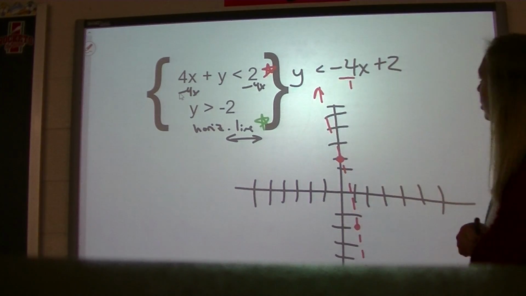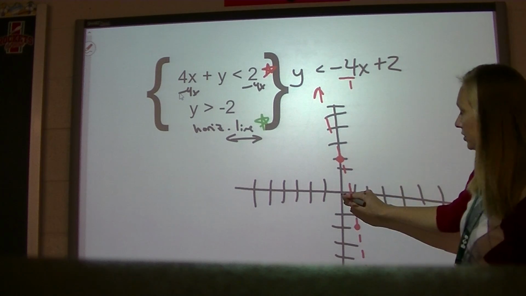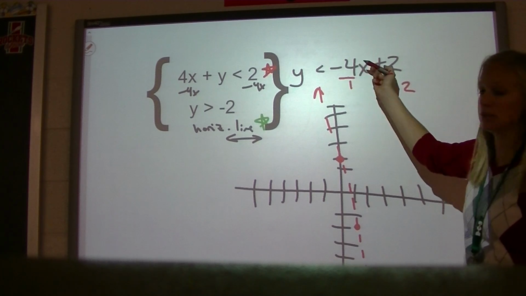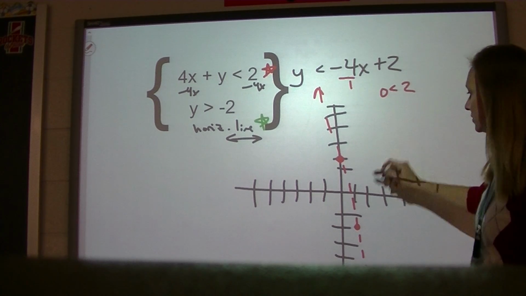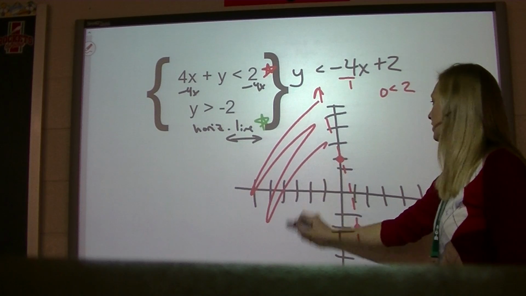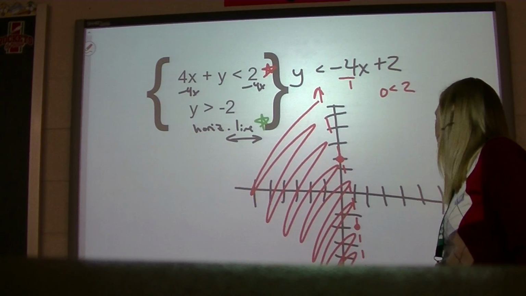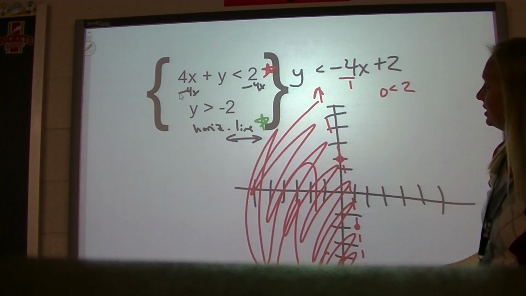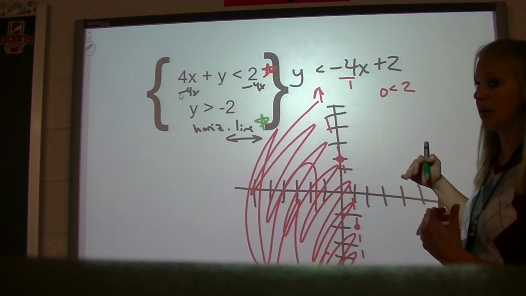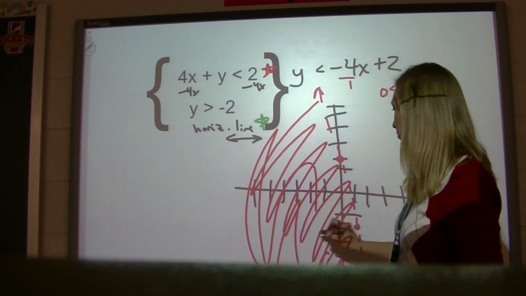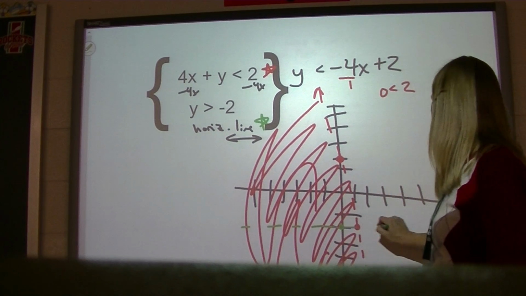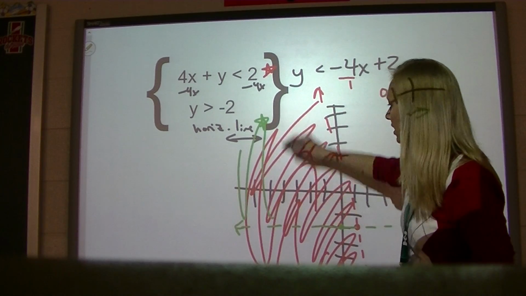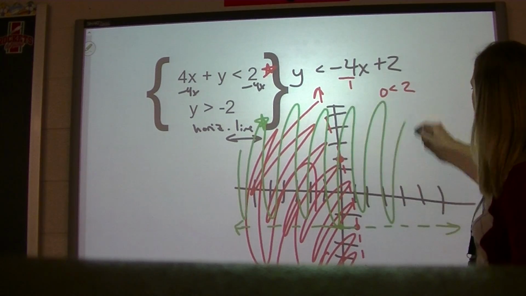And it's going to be shaded below, but I can test my point 0, 0 just to be sure. We'll have 0 is less than 2. -4 times 0 is 0. 0 plus 2 is 2. So 0 is less than 2. That is true. So it's everything below this line is being shaded. Okay, then y is greater than -2. Like I said, -2 is going to be a horizontal line. It's going to go through -2 here. And it's going to also be dashed.